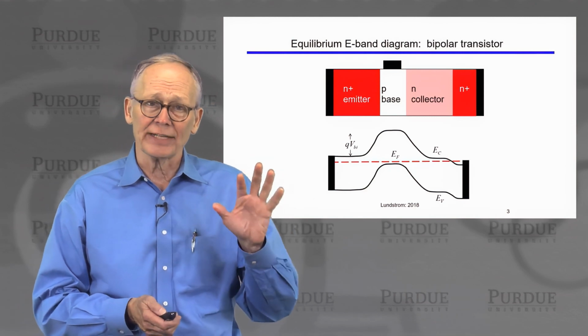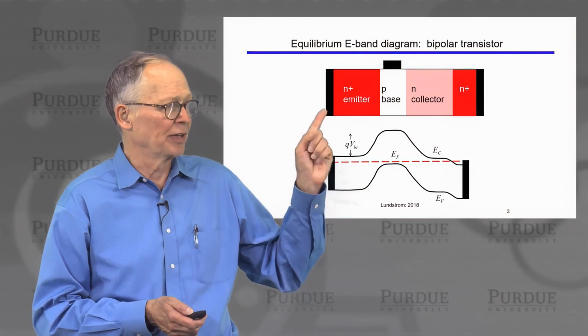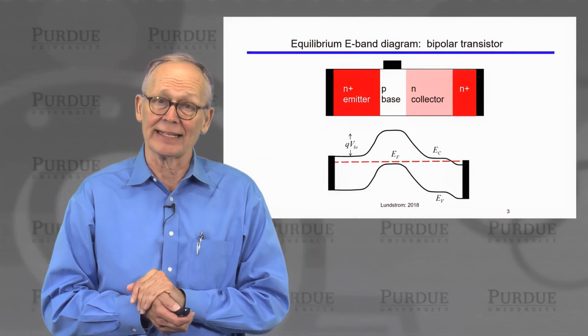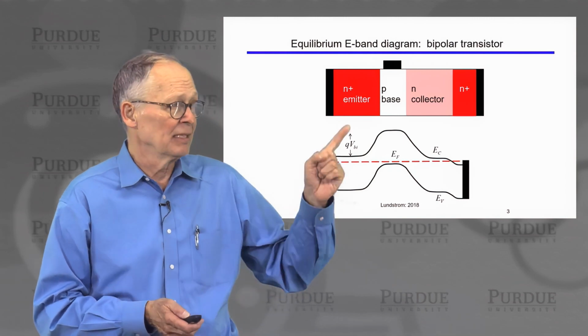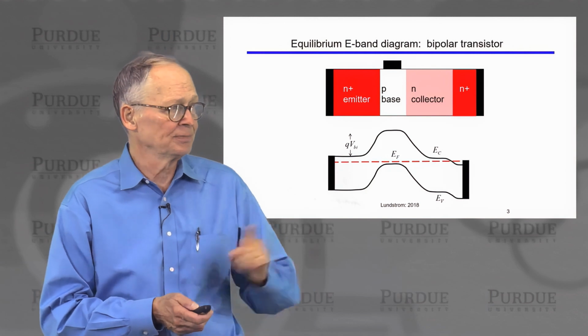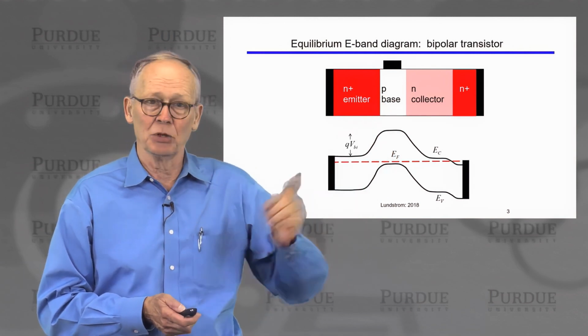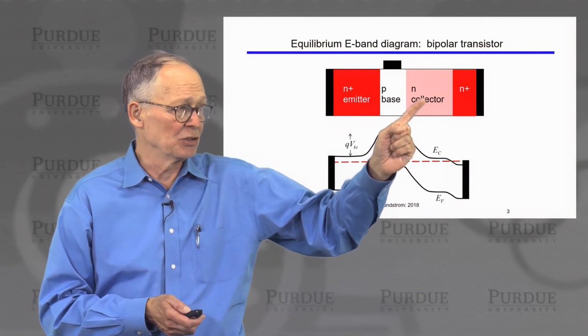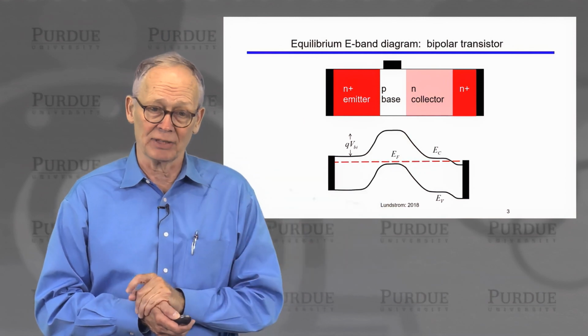Okay, let's draw an energy band diagram for the heart of a bipolar transistor. This is an NPN transistor. We'll have a very heavily doped N-type emitter. That's what the N plus stands for. We'll have a less heavily doped P-type base and usually an even lighter doped N-type collector.